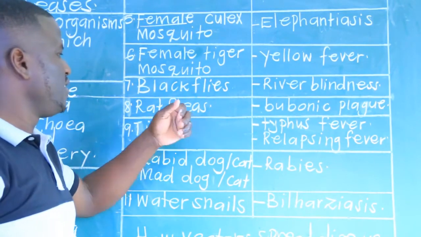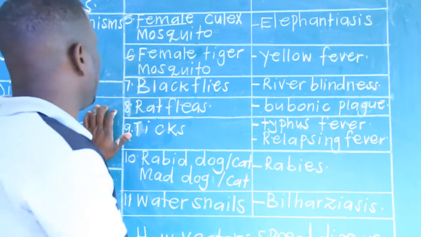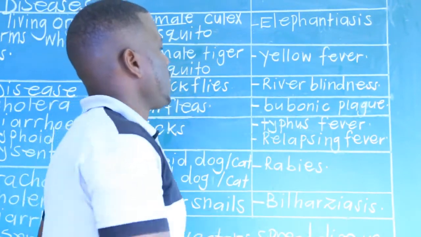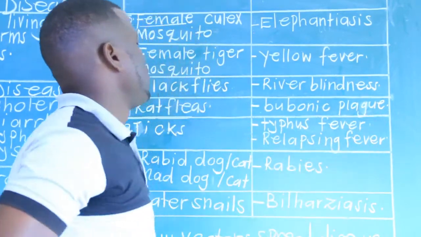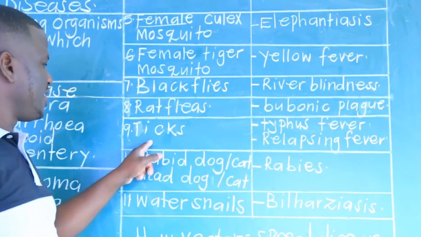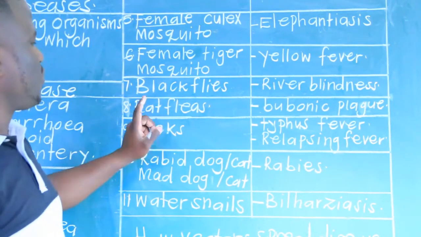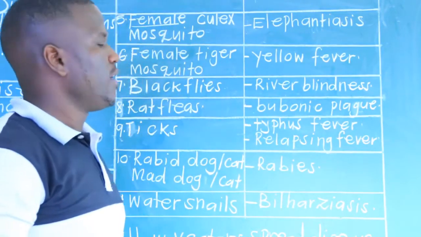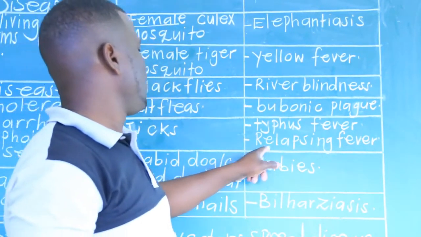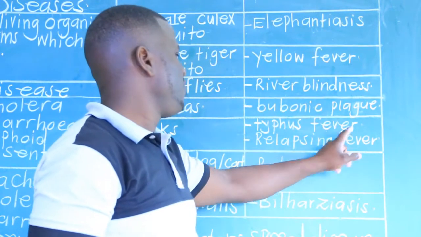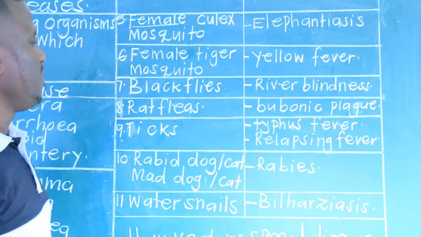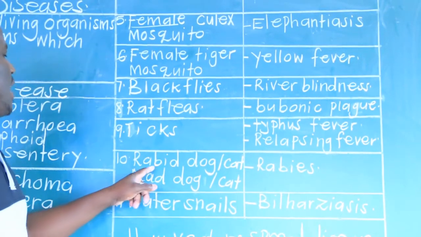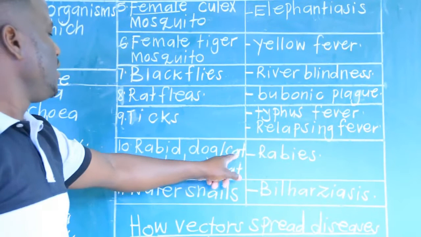Rat fleas spread a disease called bubonic plague. Mind the spelling of the word plague. Then we have ticks. Number 9, ticks spread 2 diseases. One is called typhus fever. Then we have a disease called relapsing fever. Number 10, we have a vector called rabid dog or rabid cat.